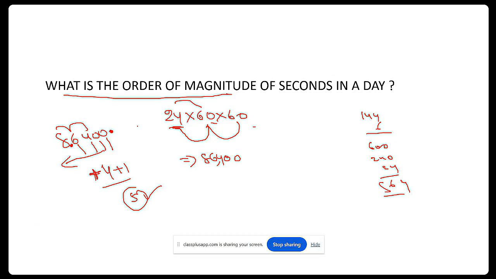Okay. In this way, you can easily attempt this type of question, students. Try to observe them carefully.